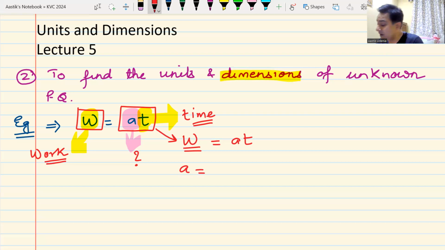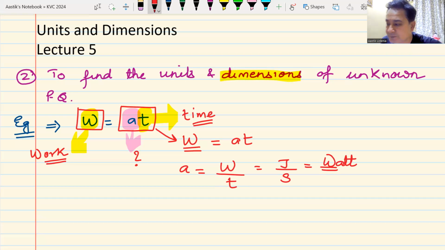Remember, I'm not talking about the value of A. The dimension of A is simply work divided by time. The unit of A is work divided by time. The unit of work is joule, so it is joule divided by time. It is actually watt. This term A is actually power, but I did not intend to ask you that question. So this is joule divided by second. In terms of unit, joule divided by second is nothing but watts. Do we understand this? Yes or no?